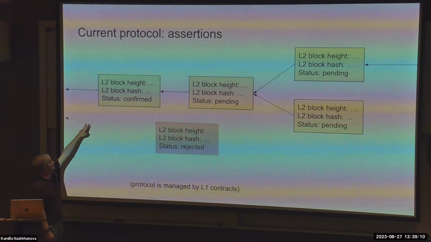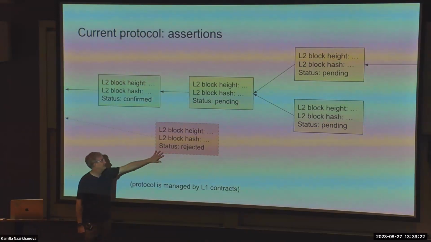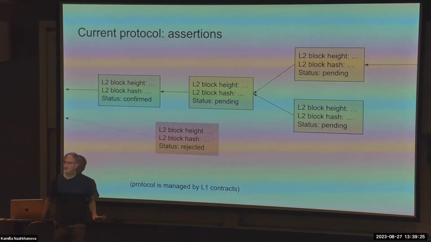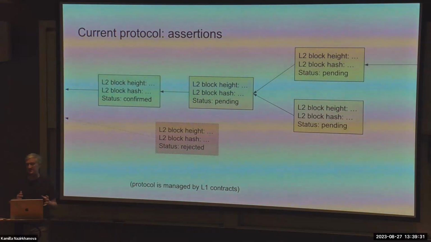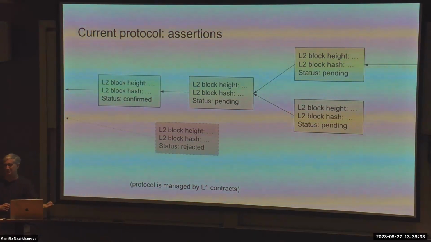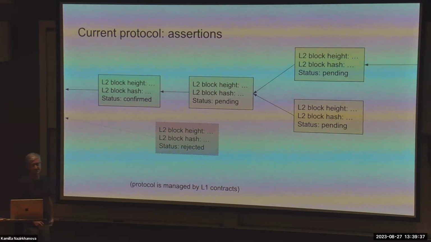The assertion on the upper left is green and it's marked confirmed. That means that it's been accepted as part of the canonical history of the chain. So there is a single chain of these green blocks going all the way back to Genesis. Down here, we see an assertion that's been rejected. That means what you think it means. And the ones up here on the upper right are pending, which means that the protocol has not yet decided whether they will be confirmed or rejected. And as you can see, there's a fork in those pending assertions.